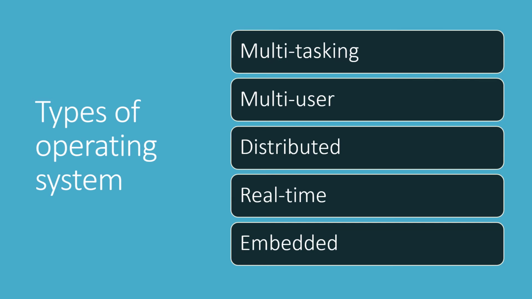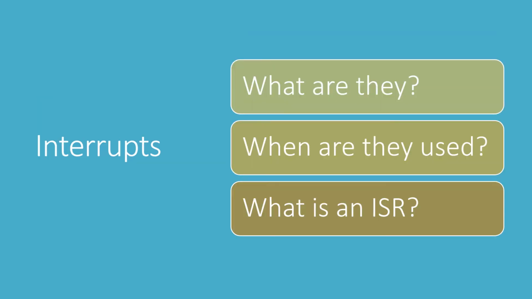And embedded operating systems, these control processors that are embedded in other devices. For instance, you might have a processor in your car or in your central heating, your fridge or whatever. So those are embedded operating systems. So that was a real quick tour of the 5 types of operating system.